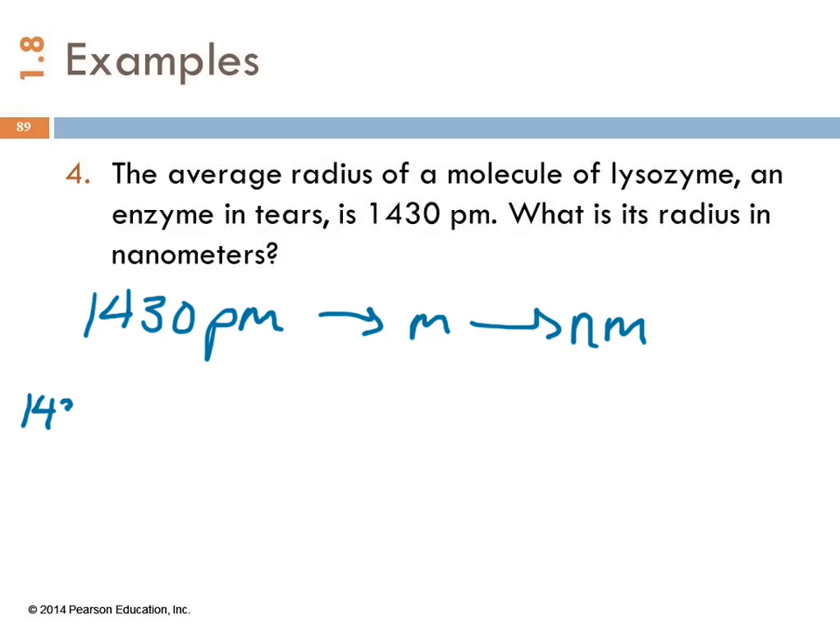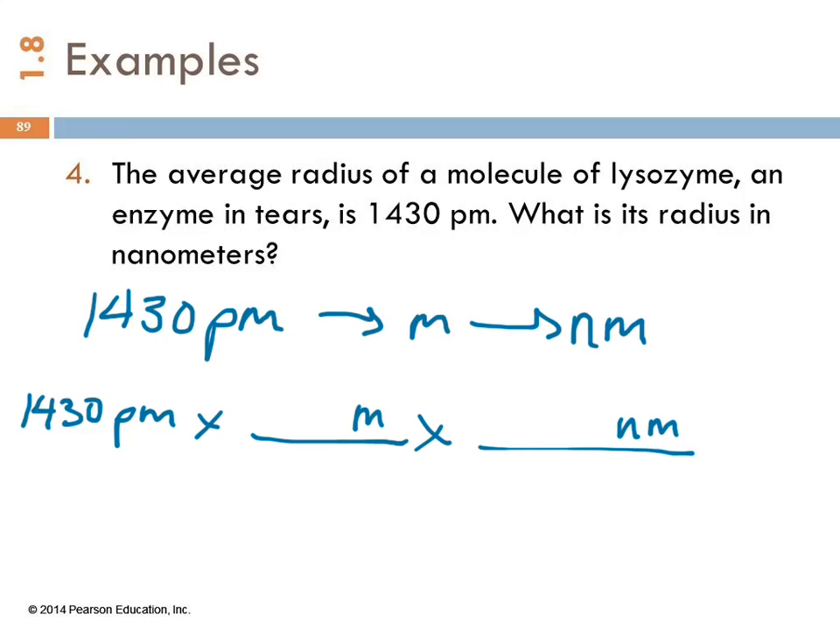So 1430 picometers. We see we have 2 arrows, we have 2 fractions. Picometers to meters to nanometers, says Dora. Picometers to meters to nanometers. We're going to put the previous unit down here because we want them to cancel out. We're going to put meter down here because we want it to cancel out. And we're left with nanometers, which is what we want.